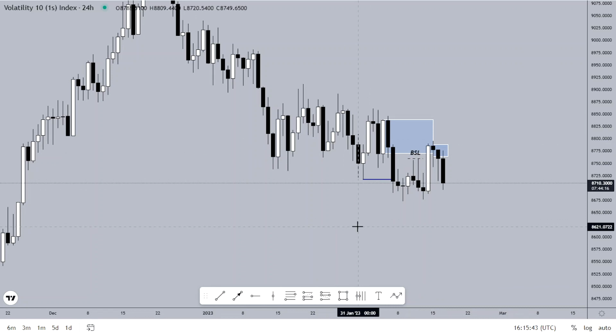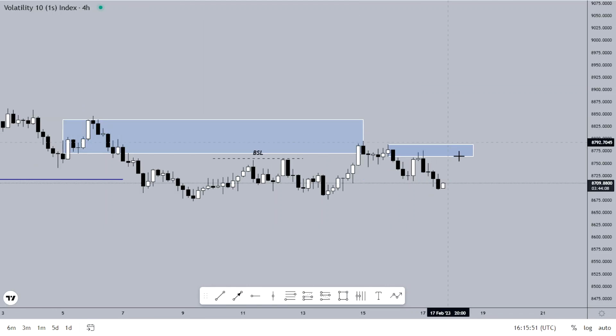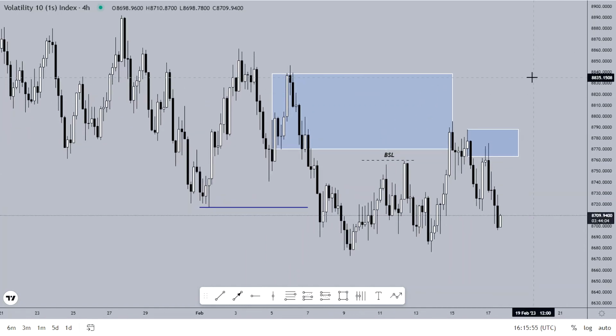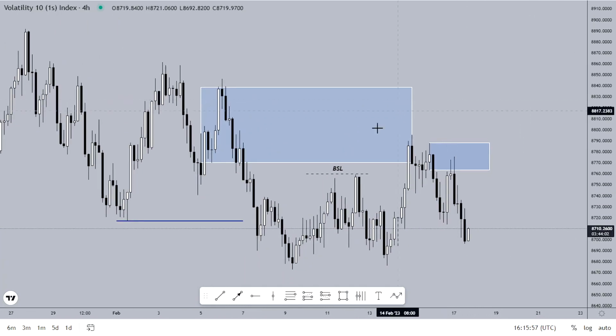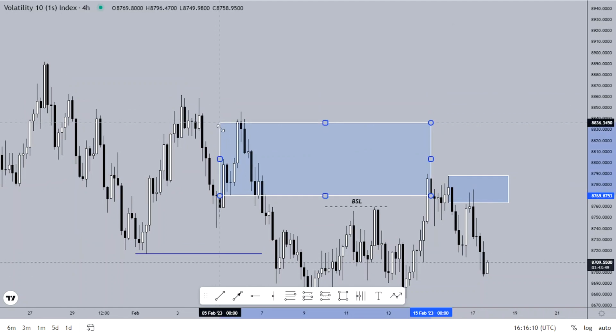So let's go to the 4-hour to see if we have any confirmation within that daily bearish order block. So coming down to the 4-hour, we can refine the daily bearish order block to this breaker. You see that we have a breaker here. Okay, this bearish candle.